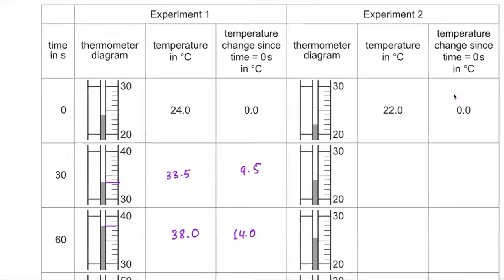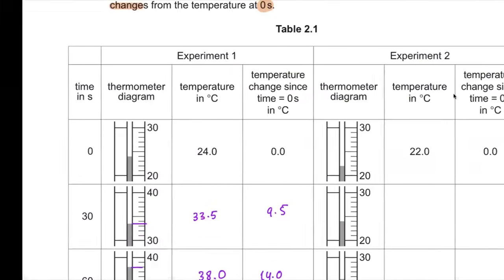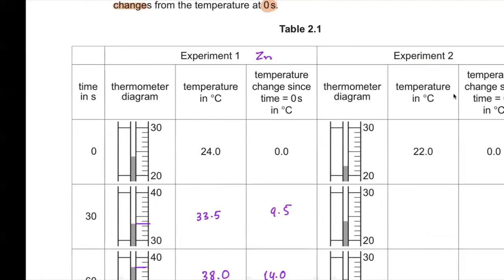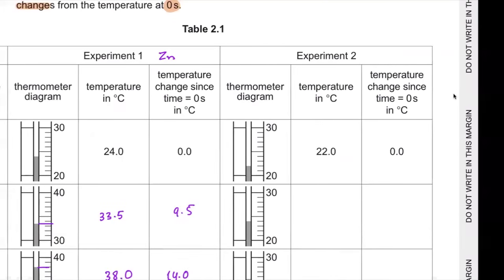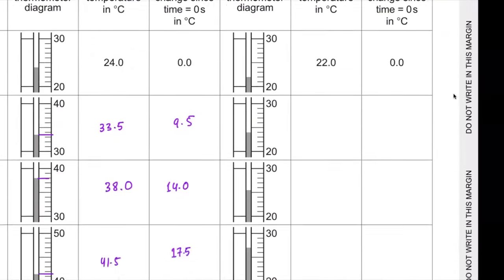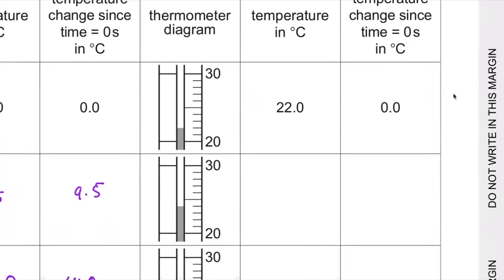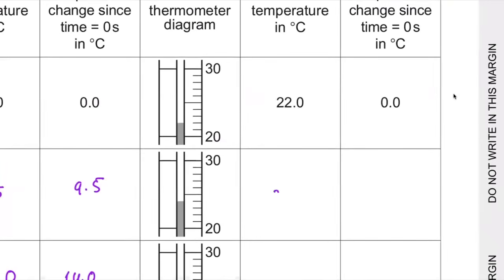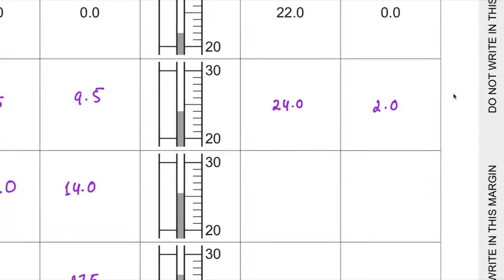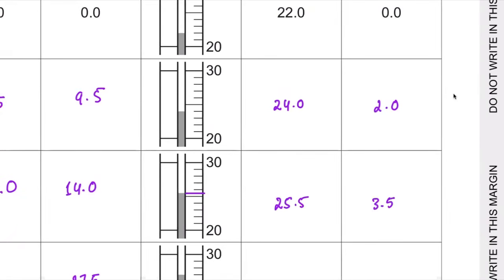Okay. So that is for experiment 1, which means that is when we have added the zinc. Now when you have added the iron. Now, if you see, initial temperature is 22. So over here we are getting 24.0, right? So the change in temperature is 2.0. Then if you see, it's 25.5. So the change in temperature is 3.5.